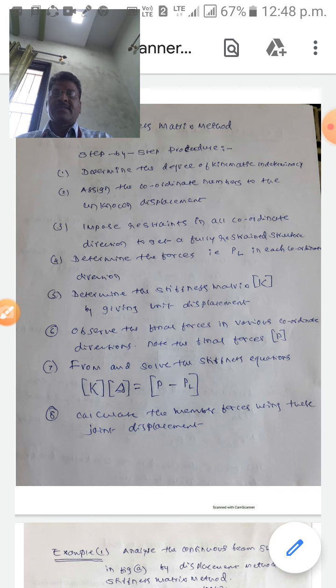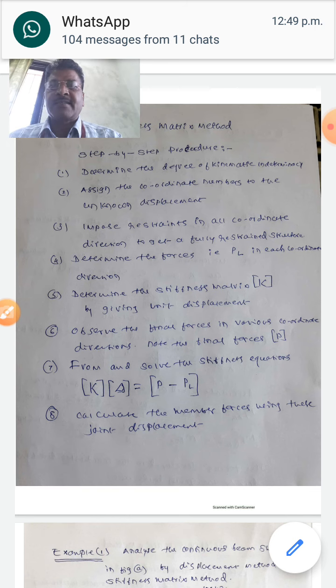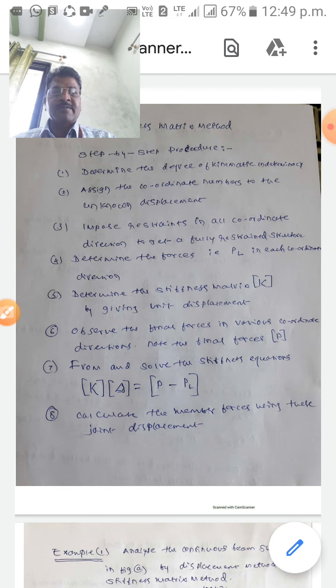Today I am going to discuss the stiffness matrix method. The analysis of structures by using an advanced tool such as the stiffness matrix method. In this method, we are going to solve continuous beam problems. We are going to discuss the steps of the stiffness matrix method first, and then solve examples on continuous beams.